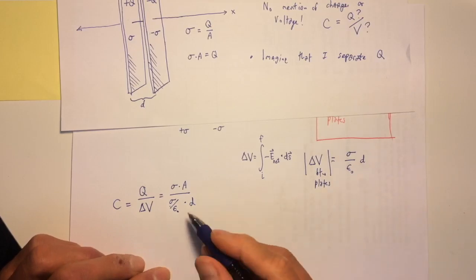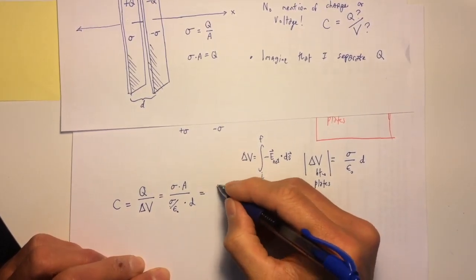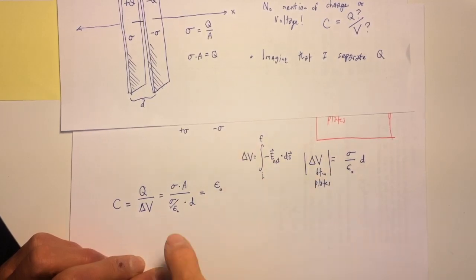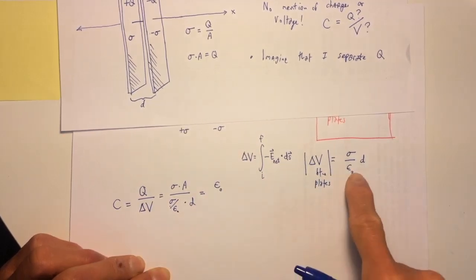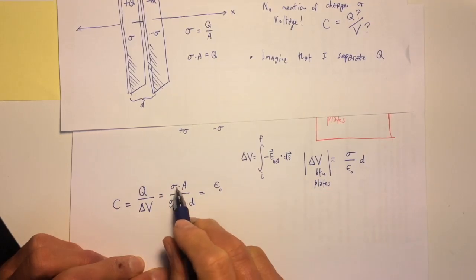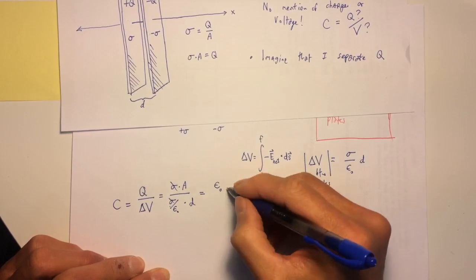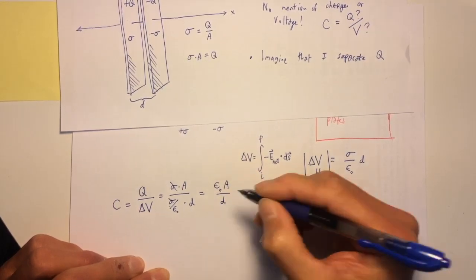So what happens is this epsilon naught goes up to the top because it's divided on the bottom. It's 1 over, so in the bottom, it flips to the top. And the sigmas cancel. Sigma cancels, and I get this.